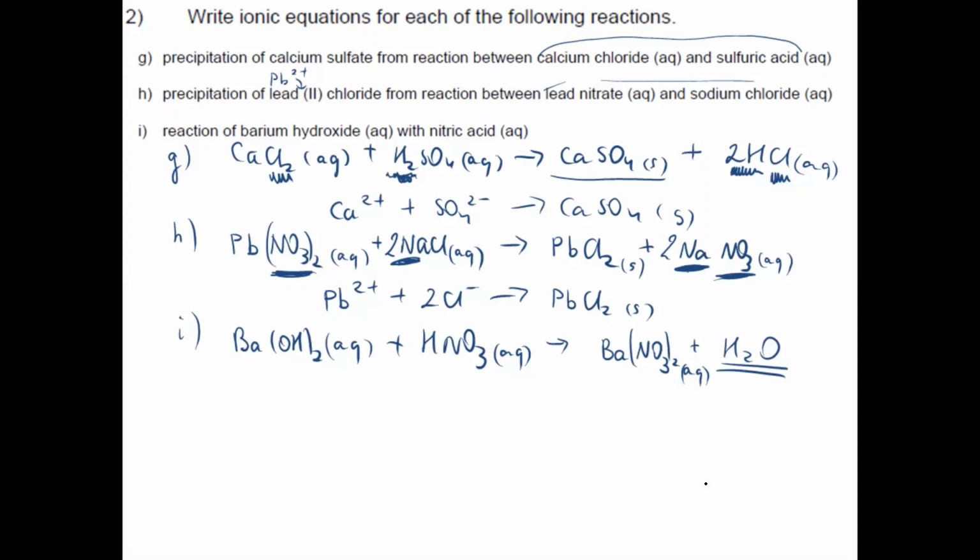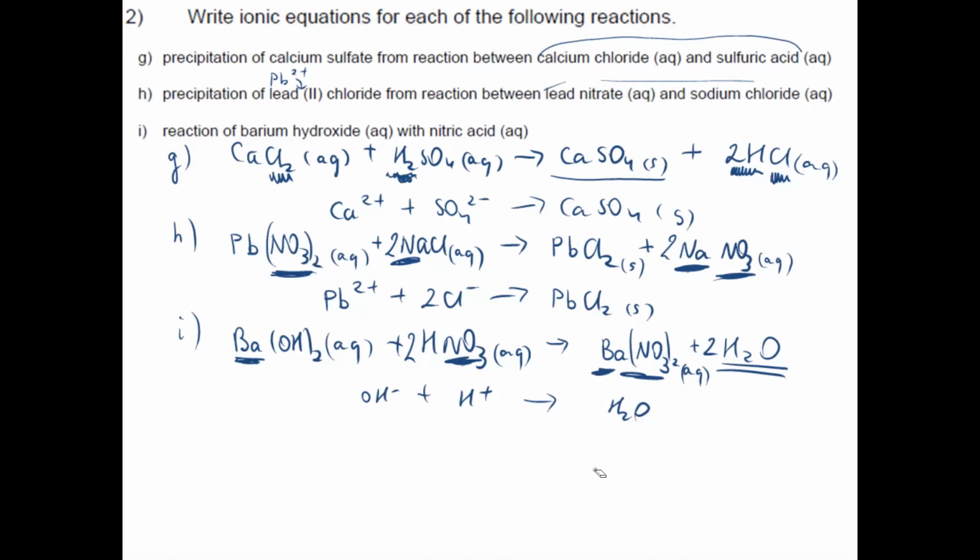So I'm just going to quickly balance this. I need 2 over here, and how many waters? 2 waters. That's now balanced. Okay, so what's going to happen is my barium on both sides and my nitrate on both sides are going to cancel, and you can see already it's 2OH minus plus 2H plus gives you 2H2O, and you can get rid of the 2's and leave it like this.